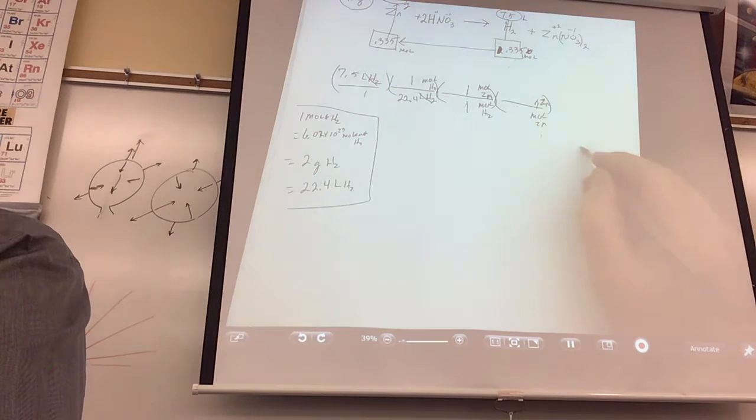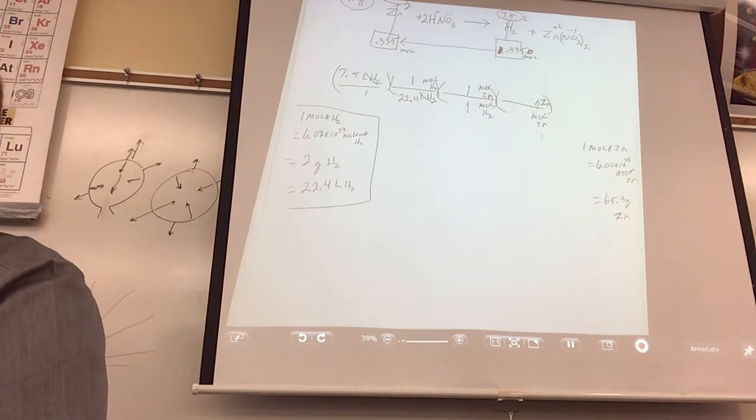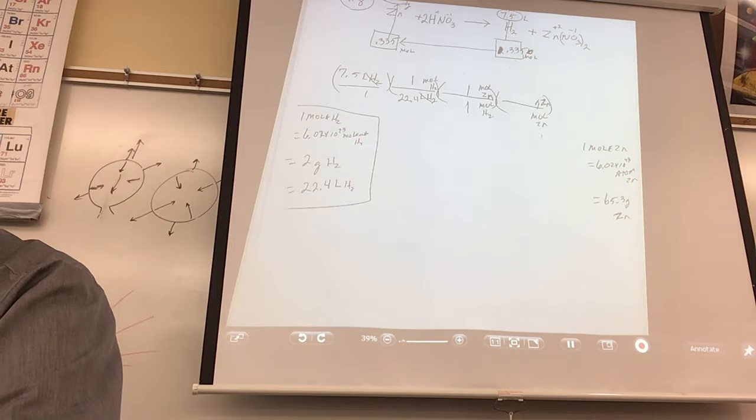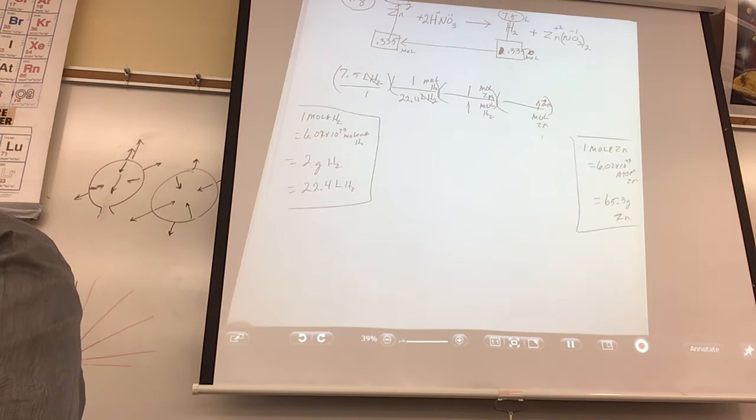And what do I know about zinc? Daniel, tell me everything you know about zinc. 1 mole of zinc equals 6.02 times 10 to the 23 atoms of zinc and equals 65.3 grams. And I can't use the STP thing because it's not a gas. That's only for gases, isn't it? This is not a gas, is it? So I can't use the 22.4 here. So I'm done with that.